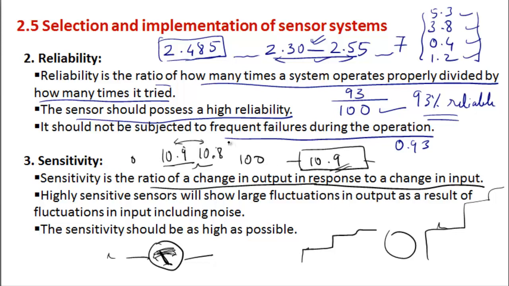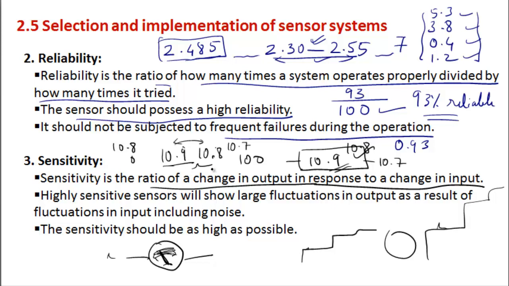And then suppose it goes to 10.7, and then it gives a change to, let's say, again 10.7. So you might be thinking that, okay, it missed 10.8. No, at some other point of time when it is at 10.8, it is giving a result of 10.8 itself. But at certain times it is missing those values. That means that small change it is not able to detect. So that is basically low sensitivity.